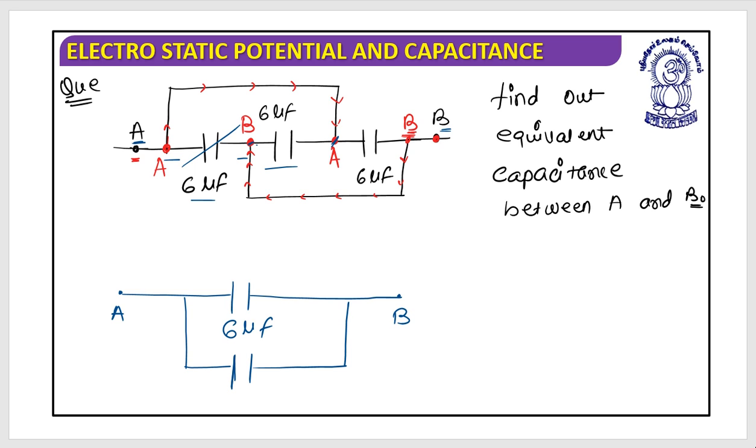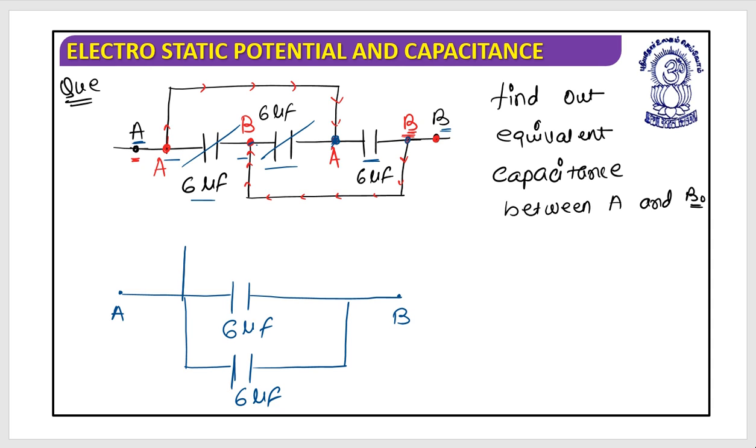This is the capacitor from B to A. This would be 6 microfarad. Yes, so this has been done. One more capacitor starting from A and ending on B. One more capacitor is there, which is of 6 microfarad.